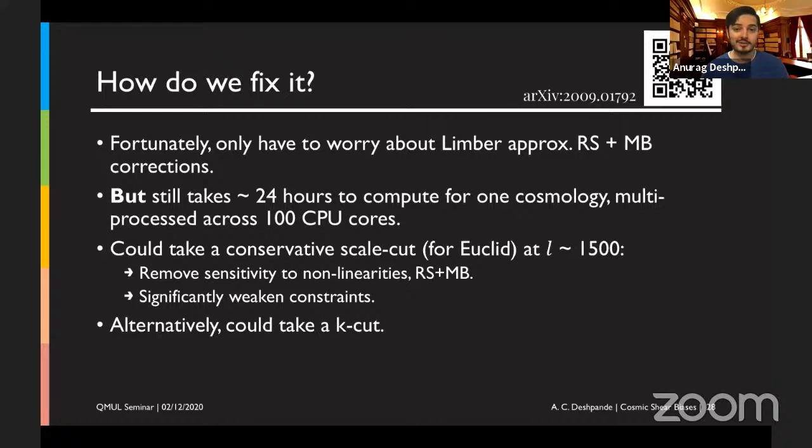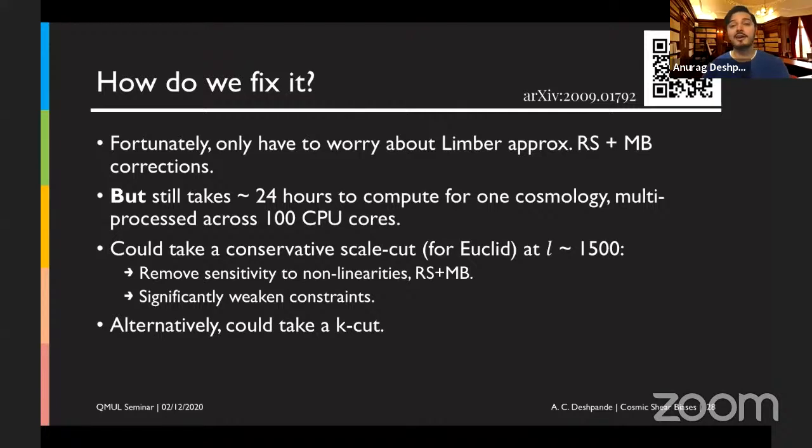But as I said, doing it that way, where we calculate that correction explicitly, still takes 24 hours to compute for one cosmology, even multiprocessed across 100 CPU cores. Which is just intractable for Monte Carlo analysis. You just can't use that if you want to do a Markov chain with however many thousand steps. So one very conservative approach is that we could just take a scale cut at something like L of 1500.